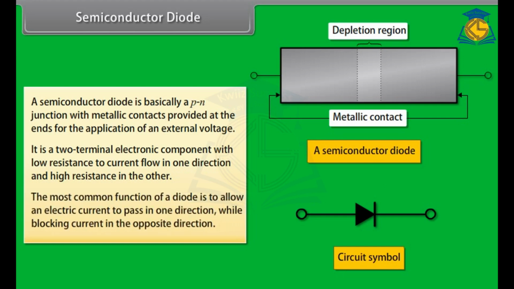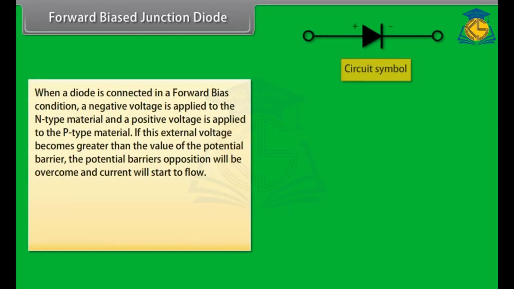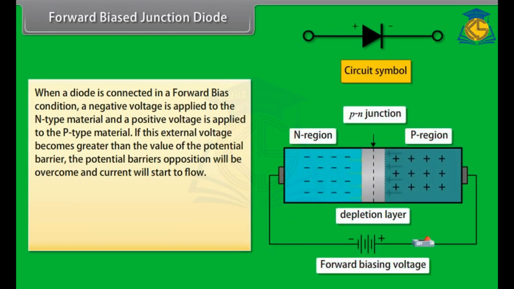The most common function of a diode is to allow an electric current to pass in one direction, while blocking current in the opposite direction. Forward biased junction diode. When a diode is connected in a forward bias condition, a negative voltage is applied to the n-type material and a positive voltage is applied to the p-type material. If this external voltage becomes greater than the value of the potential barrier, the potential barrier's opposition will be overcome and current will start to flow.